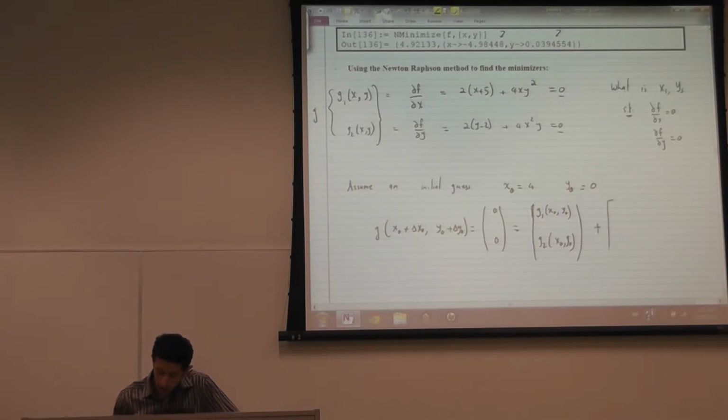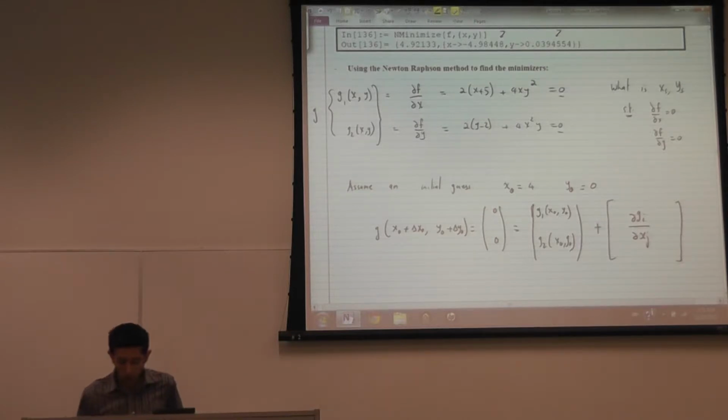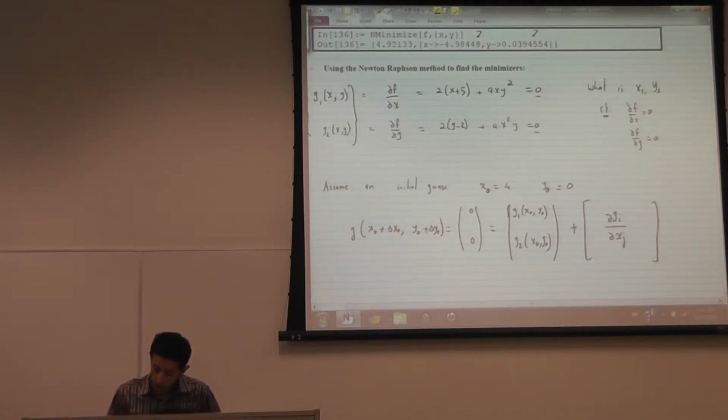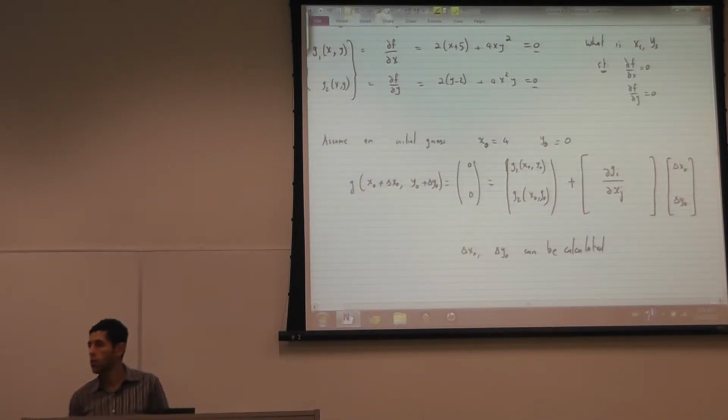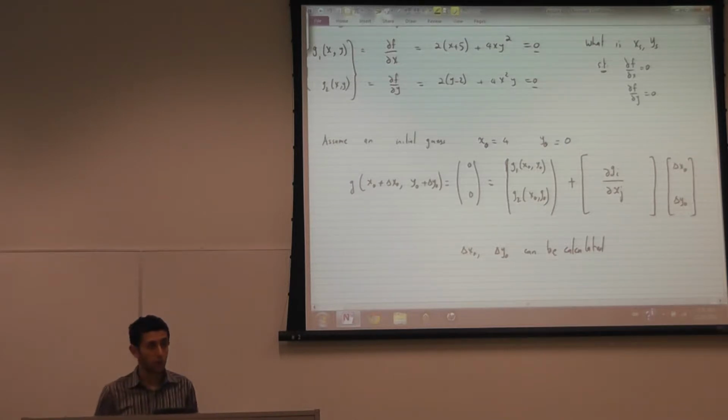plus a matrix, which is partial Gi by partial xj, evaluated at x naught and y naught, where x j is x or y, multiplied by delta x naught and delta y naught. And so delta x naught and delta y naught can be calculated. But why did I give you another problem? It seems to be the same as the previous problem.